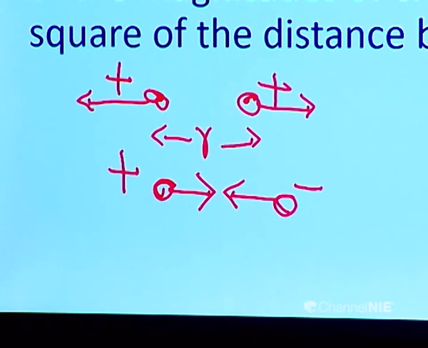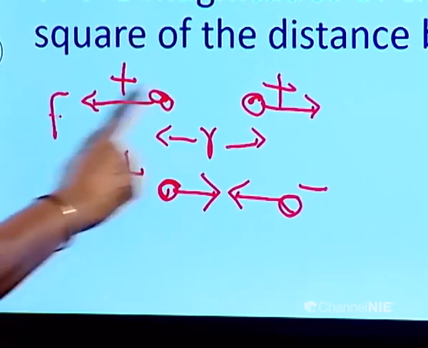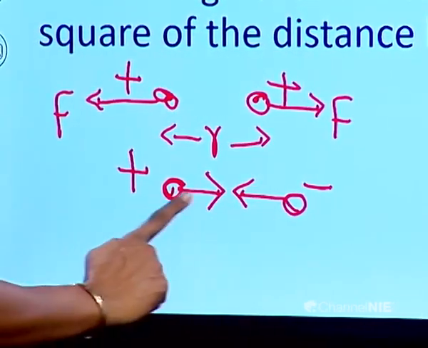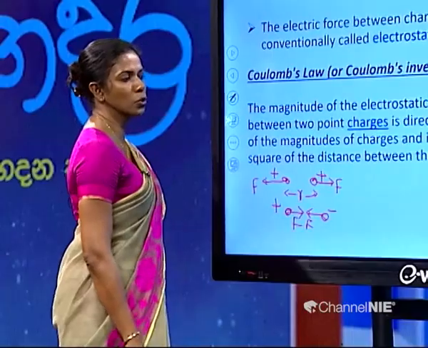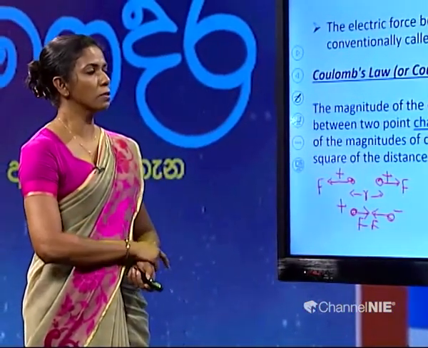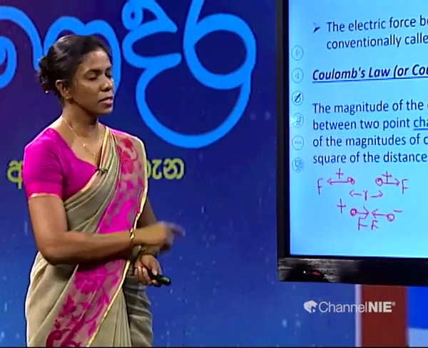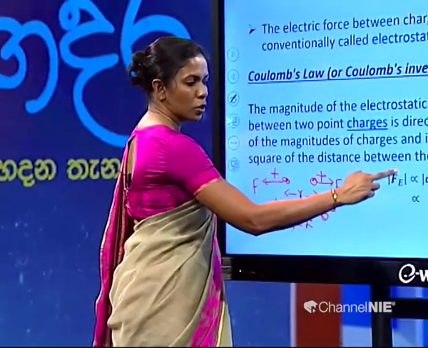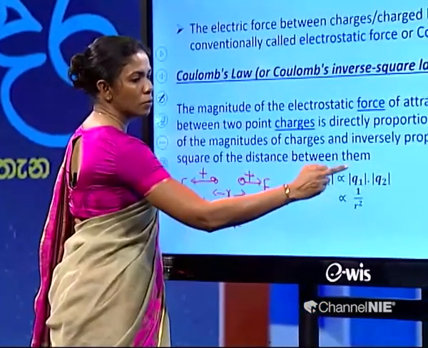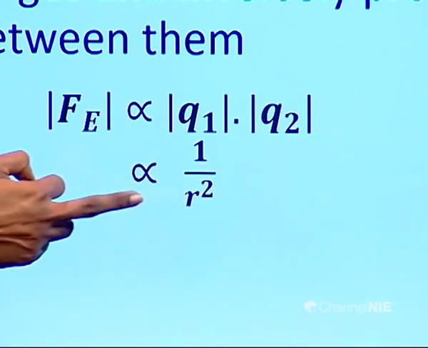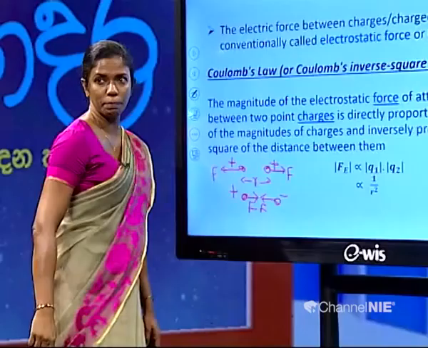So Coulomb's law states that the magnitude of the mutual force, it's a mutual force. So we know force comes in a pair, so the two forces are equal but in opposite directions. The magnitude of the mutual force is directly proportional to the product of the magnitudes of the two charges, and is inversely proportional to the square of the separation between them. Inversely proportional to the square gives the name Coulomb's inverse square law.